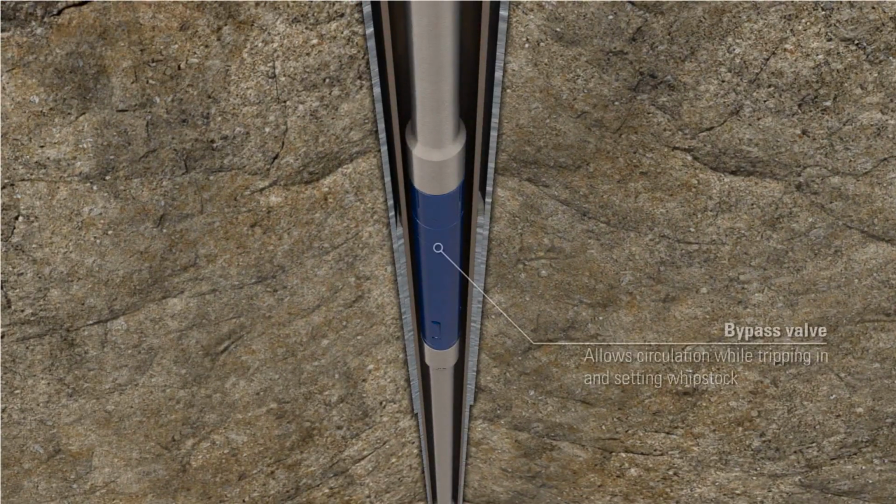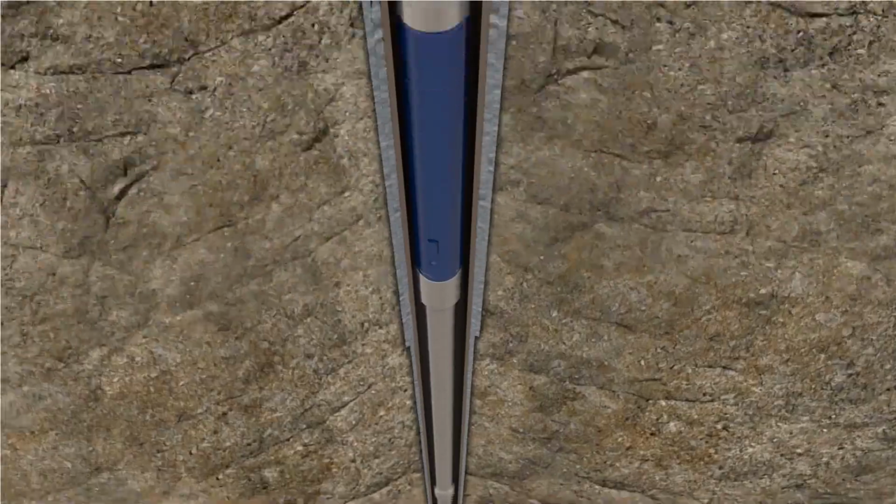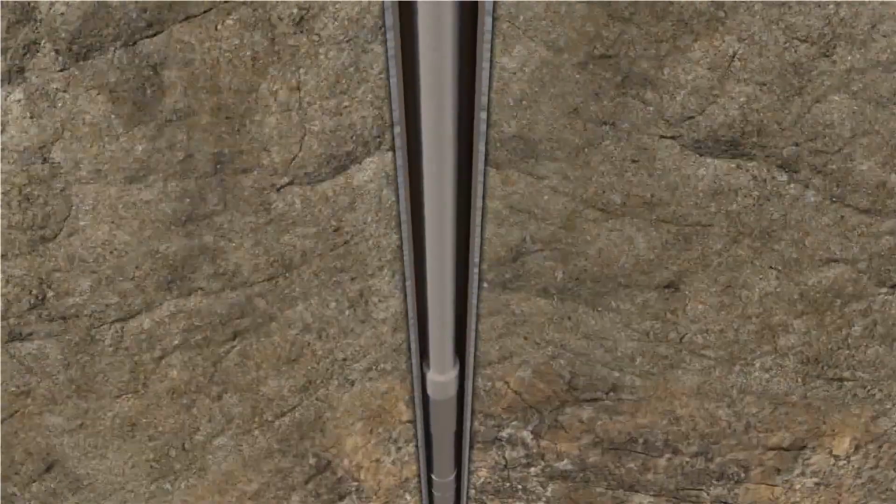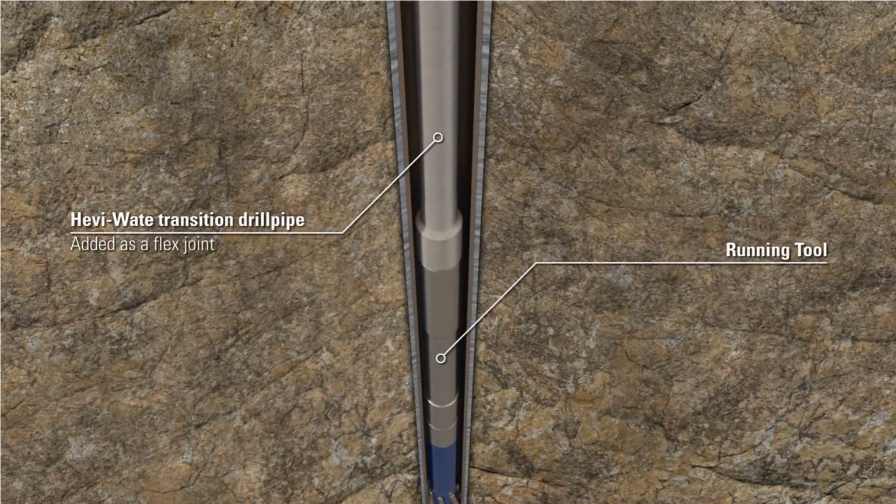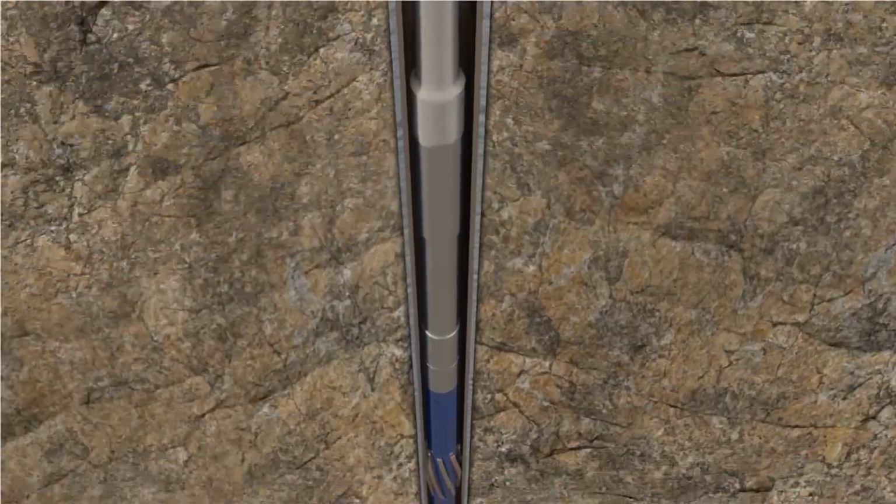This video demonstrates the operation of a cased hole whipstock. The video started at the top of the BHA. The first component highlighted is a bypass valve. This allows circulation while tripping in and setting the whipstock. Next is the heavy weight, which is used as a flex joint to provide mass and enable some flexibility. The running tool has hydraulic fluid, which is used to set the anchor.